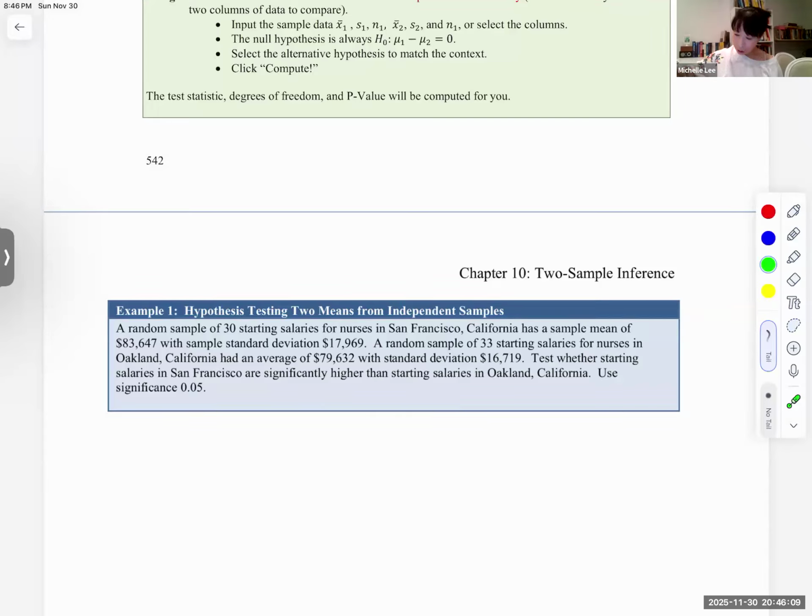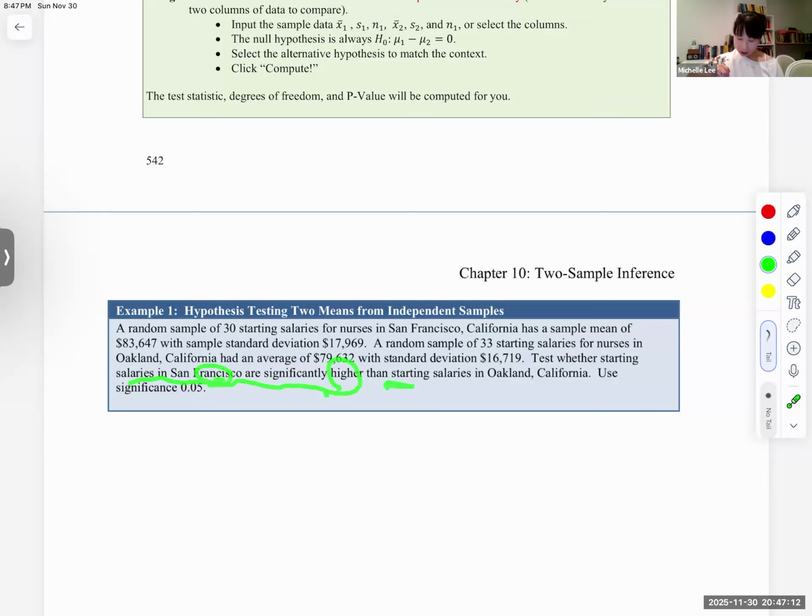All right, so let me read this one first, and then I'm gonna bring a nice table here. A random sample of 30 starting salaries for nurses in San Francisco, California has a sample mean of $83,647 with a sample standard deviation of 17,969. And then another sample, we have 33 nurses in Oakland, California, with an average of 79,632 with a standard deviation of 16,719. So we want to test whether starting salary in San Francisco are significantly higher.